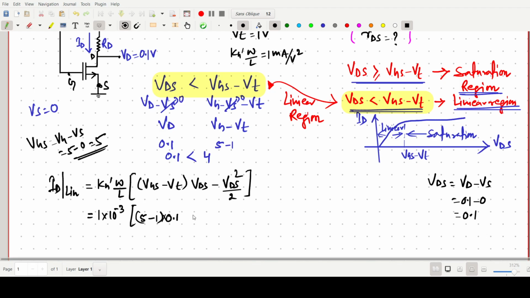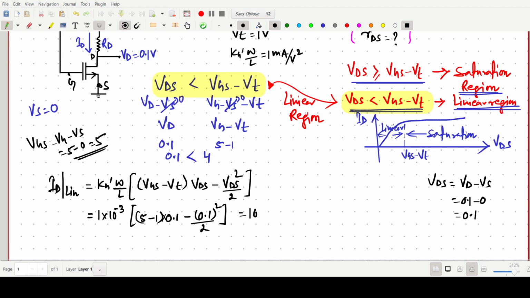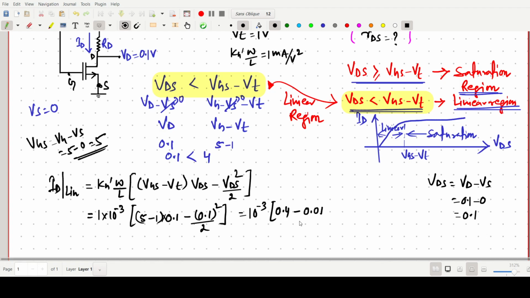Okay, make it minus 0.1 whole square by 2. Now we have to solve this one. So what we will do, this one 5 minus 1 into 0.1, so we can simply write 0.4, and 0.1 whole square, so we can write 0.01. Okay, 0.01 divided by 2. Okay, so make it 2.